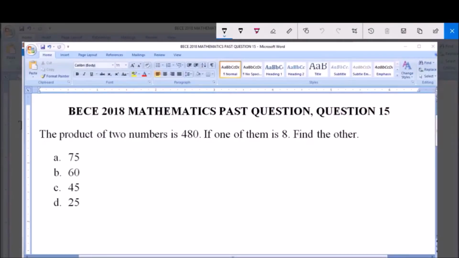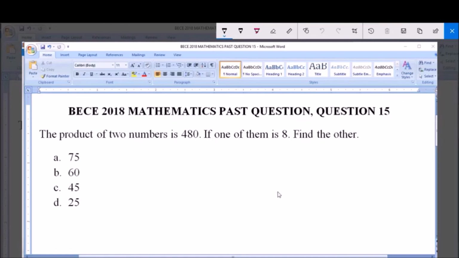Good day and welcome. Today we're going to be dealing with BECE 2018 Mathematics Past Question, question 15. The product of two numbers is 480. If one of them is 8, find the other. A, we have 75. B, we have 60. C, 45. And D, 25.